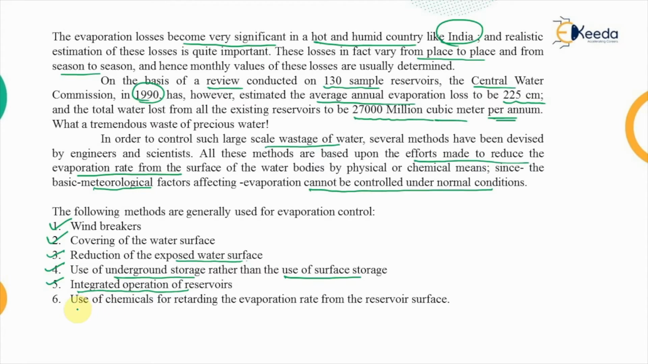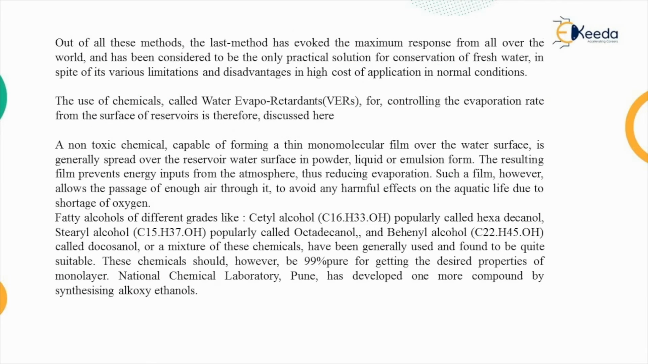And the most effective method is the use of chemicals for retarding the evaporation rate from the reservoir surface. Most of these methods are self-explanatory, but the most frequently and most economically used method is the use of chemicals. So that we will discuss. Out of all of these methods that we have discussed, the chemical method has evoked the maximum response, and it is considered to be the only practical solution for the conservation of fresh water, in spite of its various limitations and disadvantages.